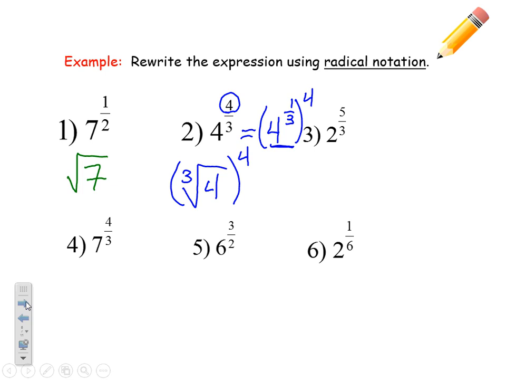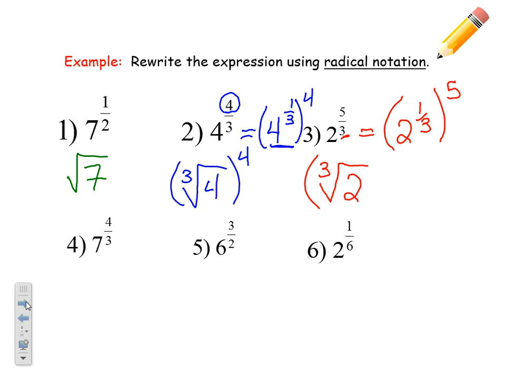We'll do the same thing for this one. We're going to rewrite it. So it's going to be 2 to the 1/3 because it stays, and then we're going to take this out to the 5th power. We're just taking the power out. So we rewrite this again. It's going to be the 3rd root of 2, and all of this to the 5th power.